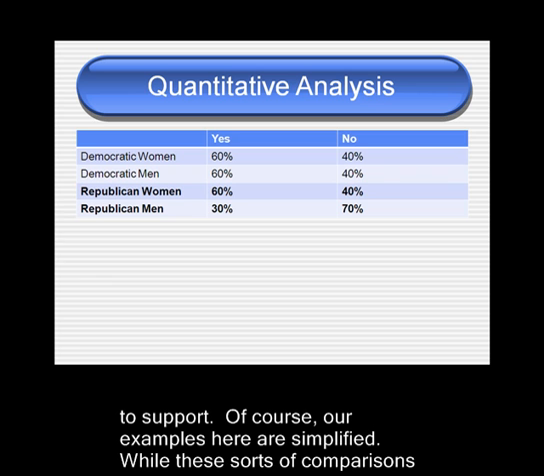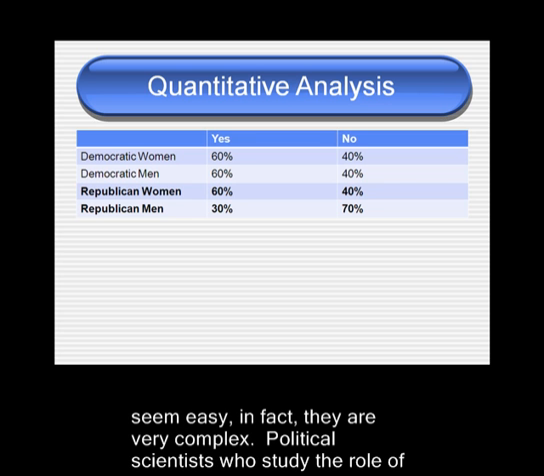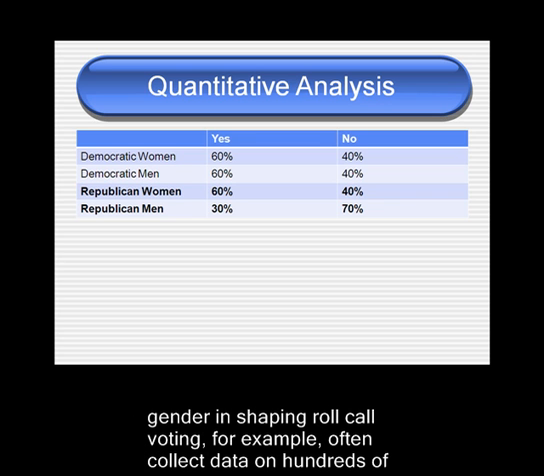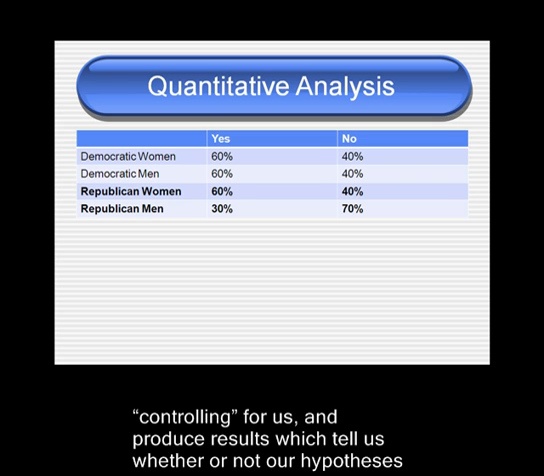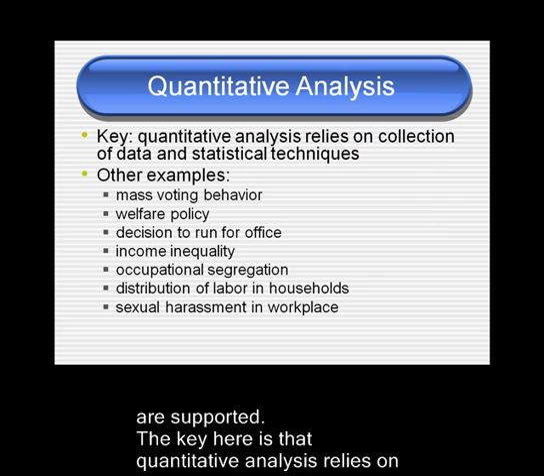Of course, our examples here are simplified. While these sorts of comparisons seem easy, in fact, they are very complex. Political scientists who study the role of gender in shaping roll call voting, for example, often collect data on hundreds of legislators and hundreds of bills. So we use statistical analysis software to do this controlling for us and produce results which tell us whether or not our hypotheses are supported.